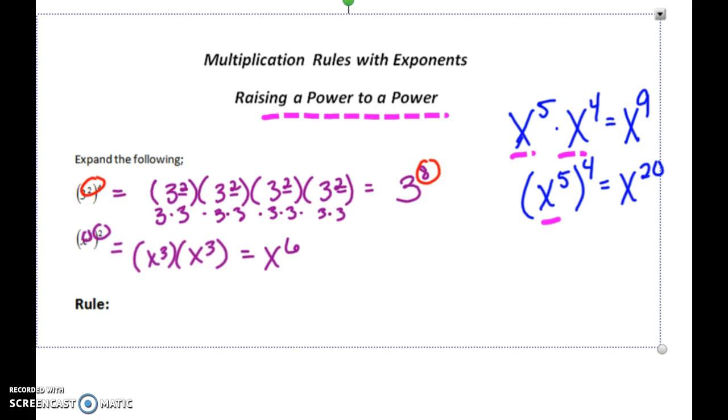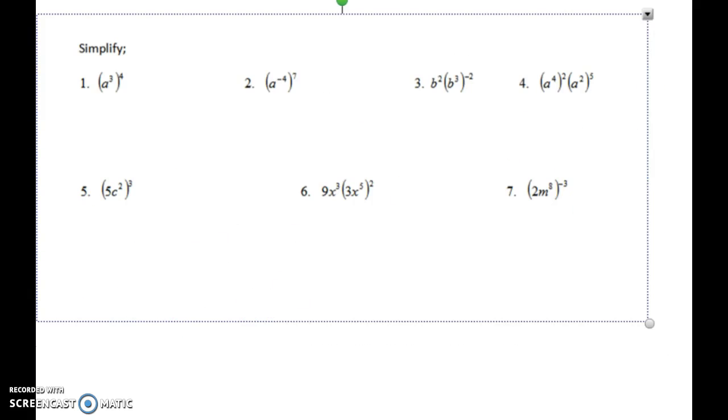So for the rule, a to an exponent, but raised to another exponent, is a to the m times n. So it's going to be a to the mn. I'm going to have you guys do these on your own, but I will do 1 or 2 with you.